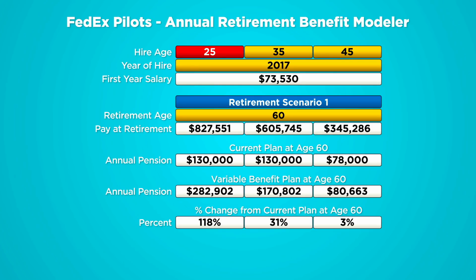Moving over to the 25-year-old, you can begin to see what horsepower comes from removing both the 25-year service cap and the pay cap in the new variable plan design. The 25-year-old earns an annual pension benefit of nearly $283,000 for life, a 118% increase over the current A plan.